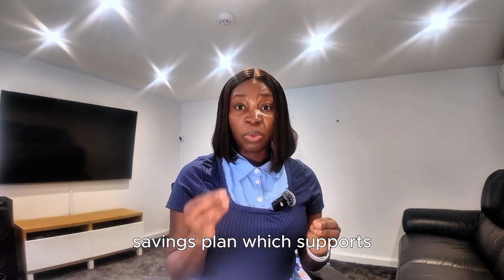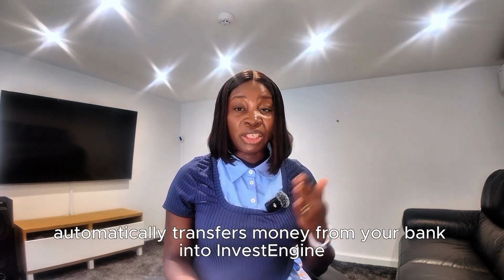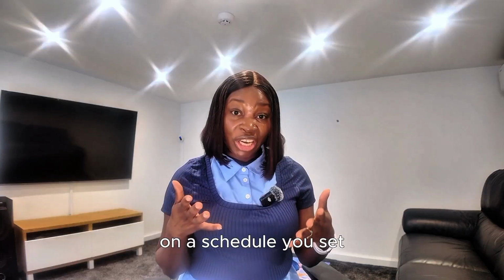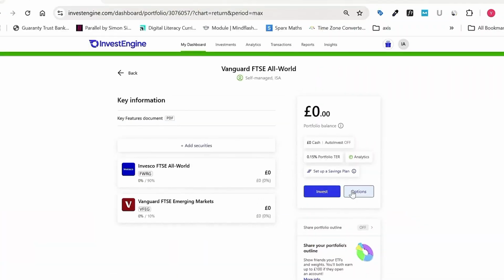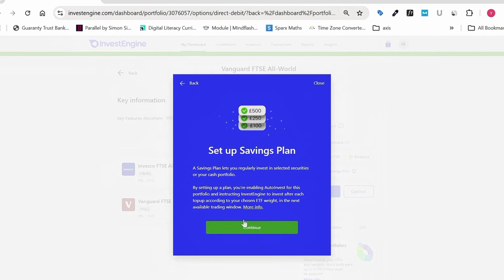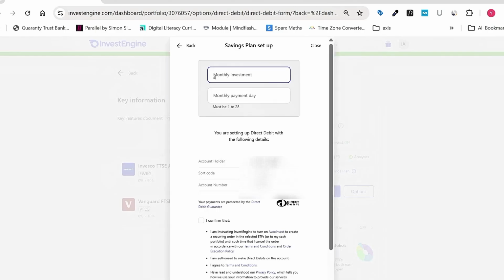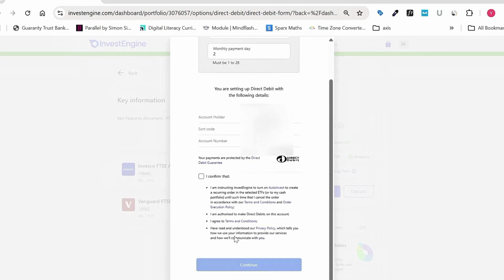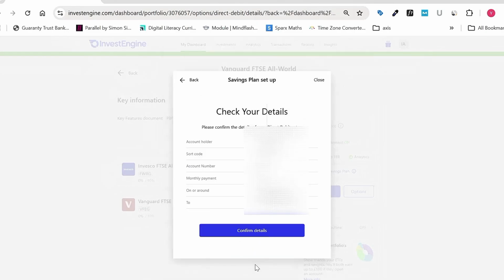Savings plan, which supports recurring deposits. A savings plan automatically transfers money from your bank into InvestEngine on a schedule you set, weekly, fortnightly, or monthly. Go to your portfolio and click Savings Plan. Set your deposit amount and frequency. Minimum is £50 per month via direct debit. Choose weekly, fortnightly, or monthly.